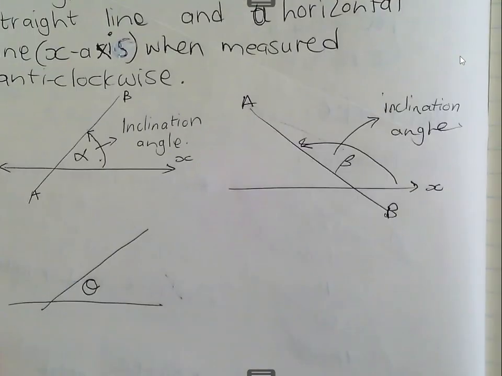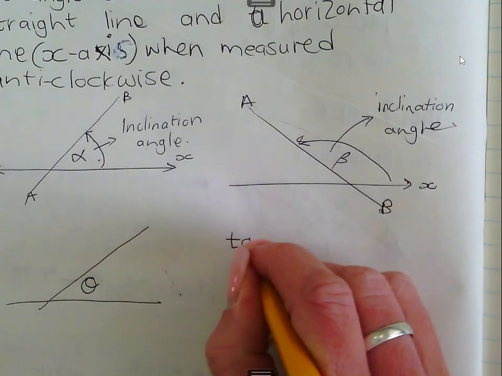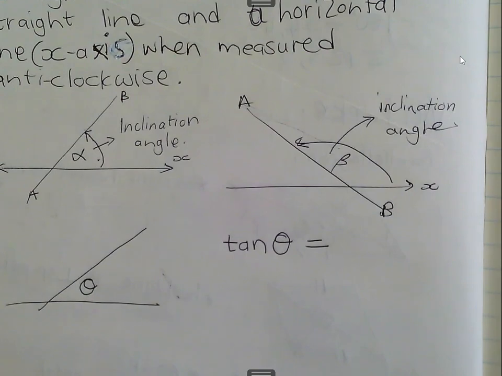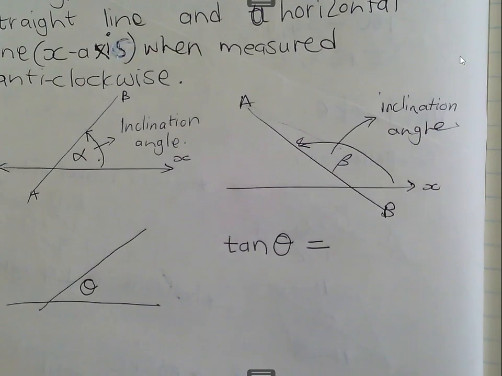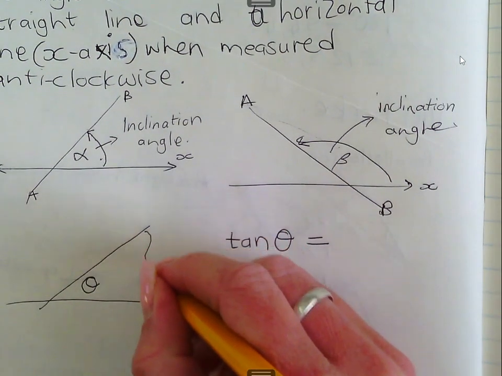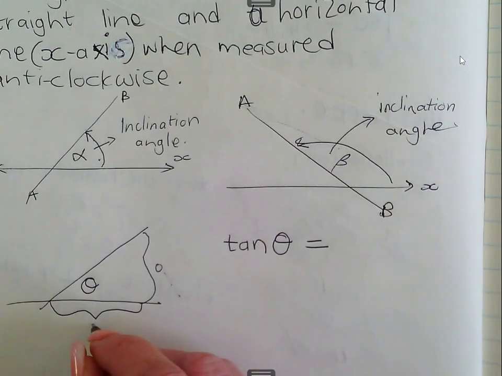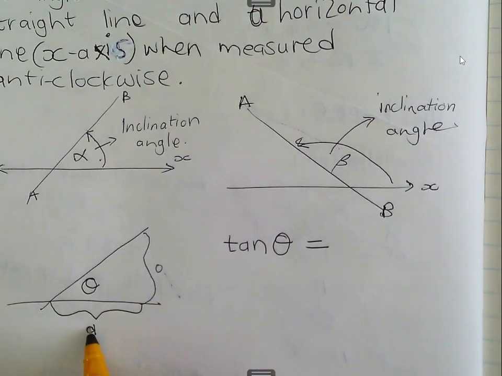Now if this is theta and I consider tan theta, can you remember what tan is? Opposite over adjacent. So it's this side, opposite over adjacent.